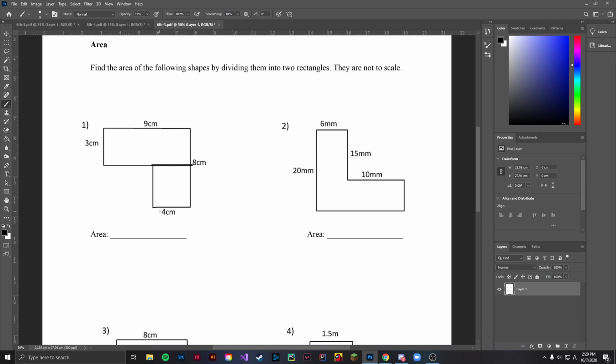So this is going to be 4 centimeters, right? It's going to be 4 centimeters. And what is this going to be? This is going to be 9 minus the 4, because this side has to be equal to this side, right? So 9 minus 4 is going to be 5.